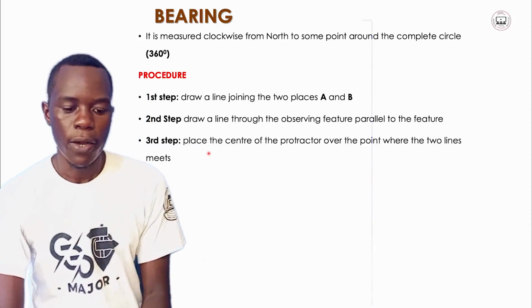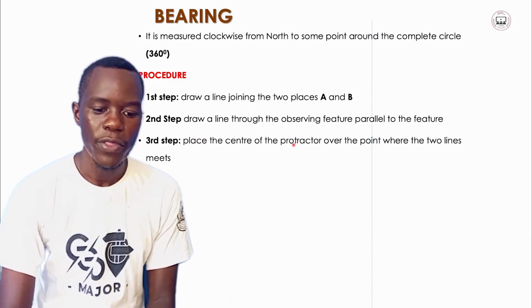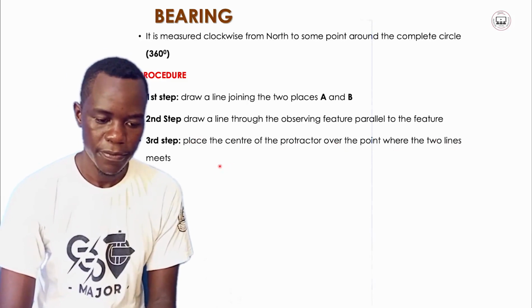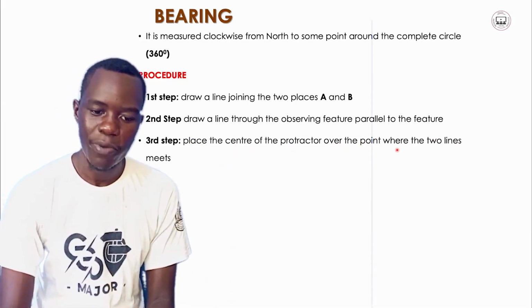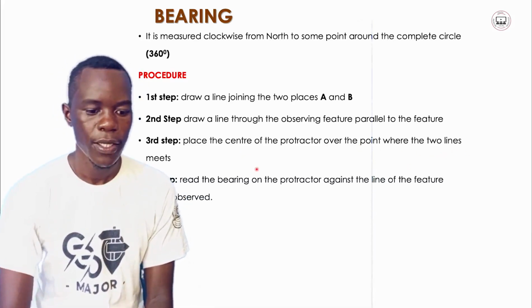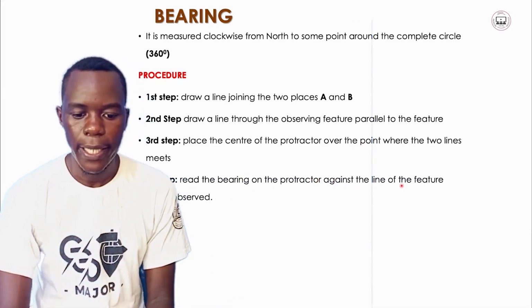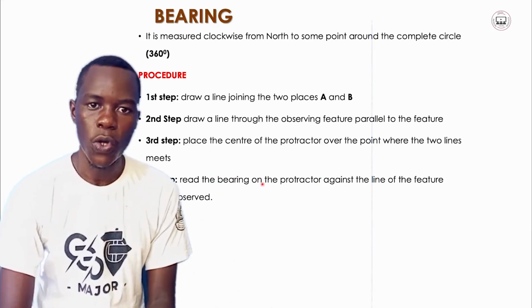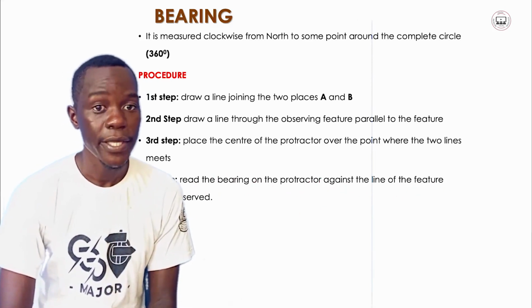So now the third step is you press the center of the protractor over the point where the two lines meet. Press the center of the protractor over this point where the two lines meet. And the last step is to read the bearing on the protractor against the line of the feature being observed.